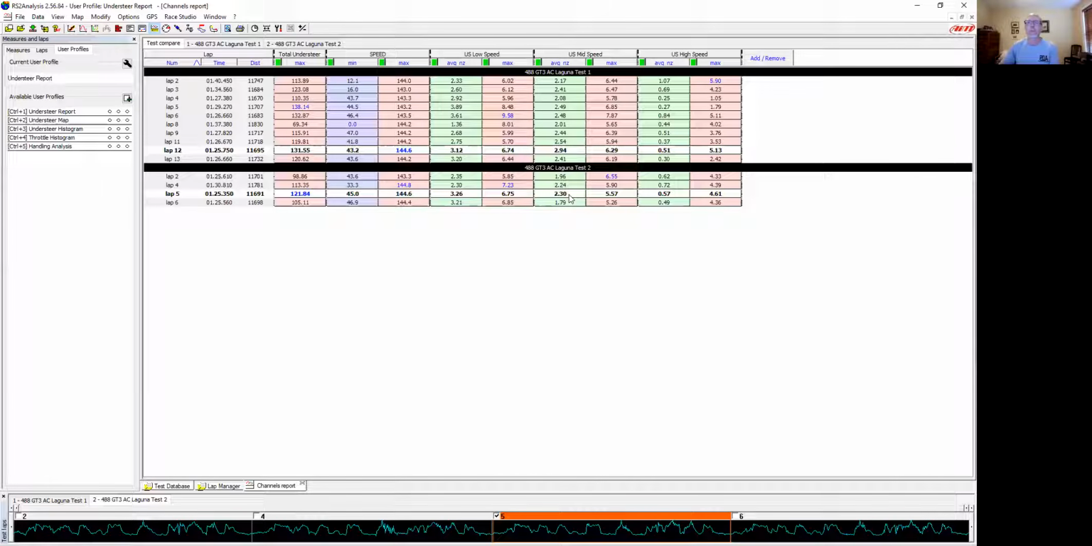Mid speed corners, now we're starting to see an effect: 2.3 average compared to 2.94, 5.57 max compared to 6.29. High speed corners, average didn't change much. In fact, it went up a little bit, but the max went down. So overall, that looks pretty good. That looks like a good change.